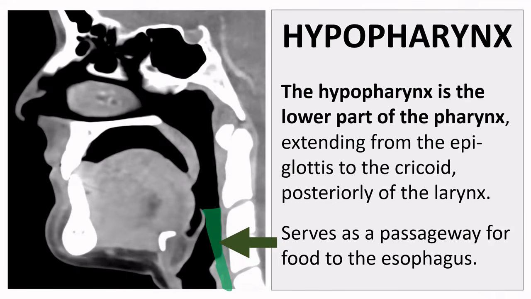The hypopharynx is the lowest part of the pharynx, extending from the tip of the epiglottis. And once again, the epiglottis is not part of the pharynx, it is part of the larynx, extending from the tip and the posterior surface of the epiglottis to the inferior surface of the cricoid. I hope I pronounced it correctly. Cricoid.